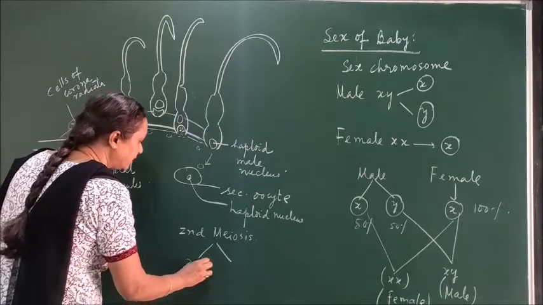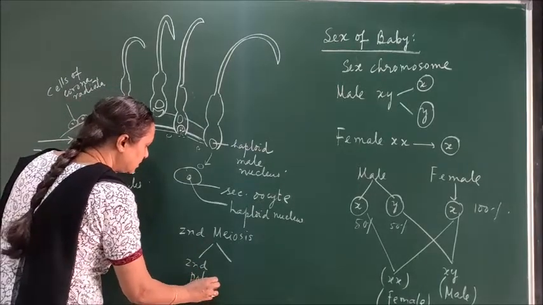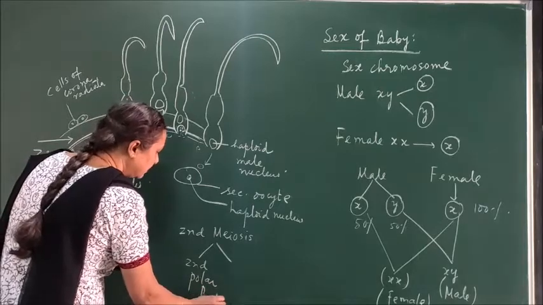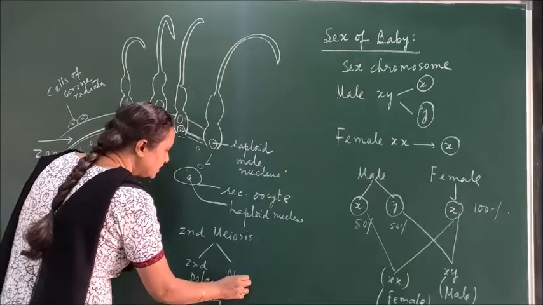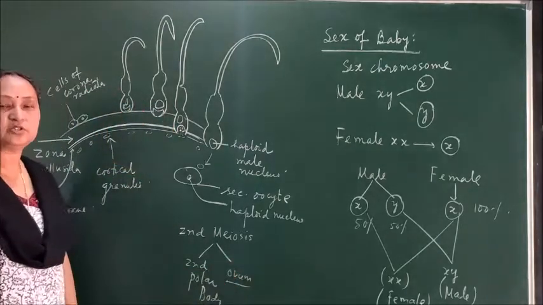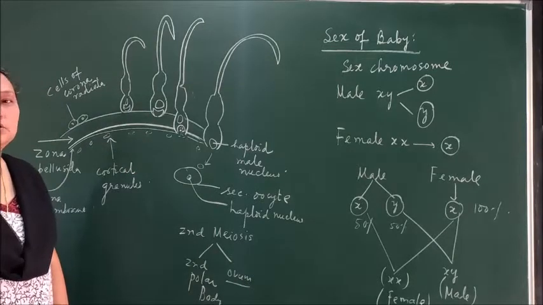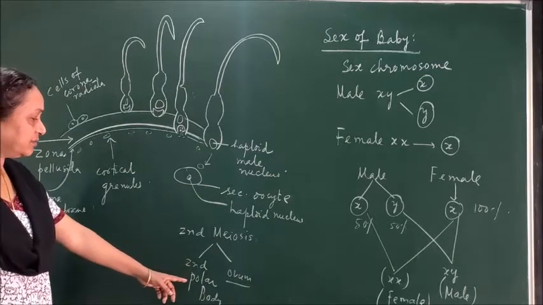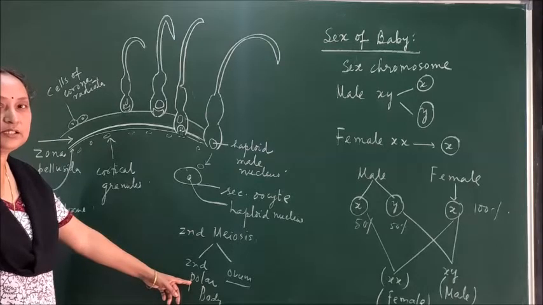When the second meiosis is completed, two cells are produced. One is the second polar body and the other is the ovum. So actually this is the ovum to which the sperm haploid nucleus is combined. The second polar body does not have any role, so it degenerates.